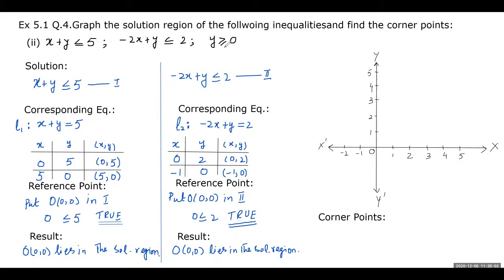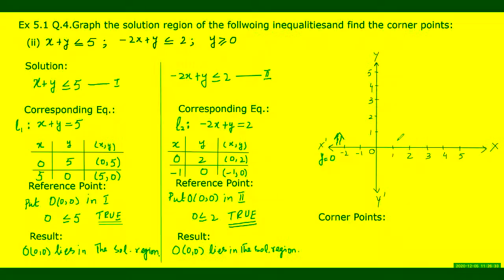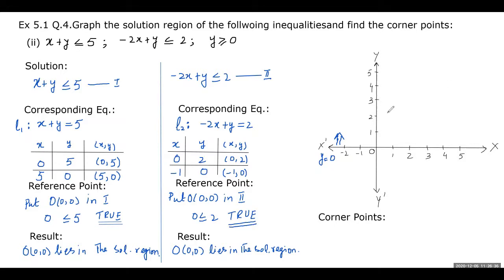Then we come to the last inequality, which is y is greater than or equal to 0. You need not do any mathematical work for it. Y equals to 0 is simply the equation of the x-axis, and y is greater than or equal to 0 lies above it. Let's start our graph from this. This is the solution region of y greater than or equal to 0, because the corresponding equation is y equals to 0, and y greater than or equal to 0 lies above all this. So this has got this graph.